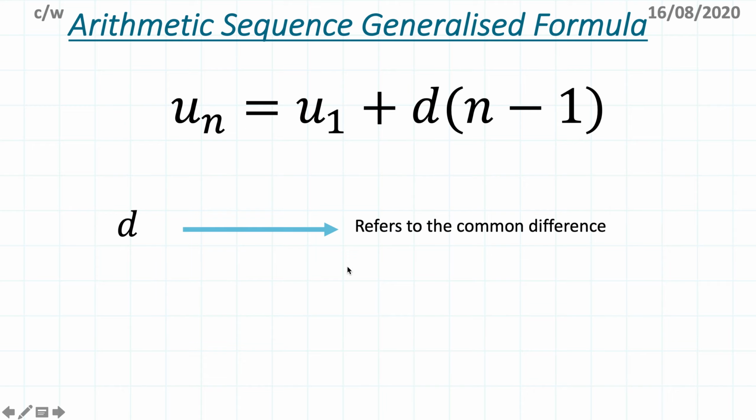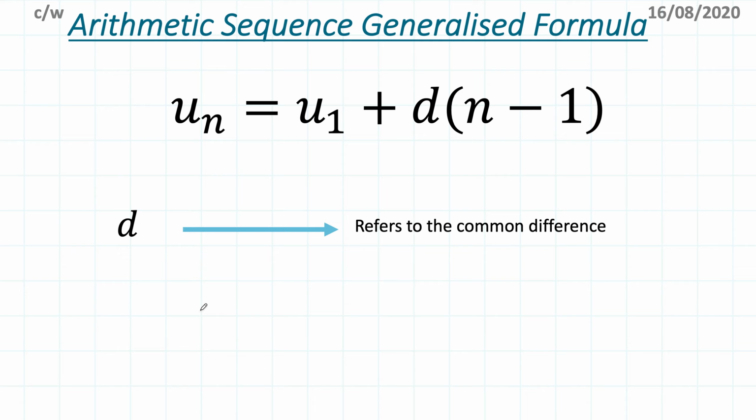So the first thing to note is that D refers to the common difference, and you can easily find it through taking any two consecutive numbers in the sequence. So if you have, for example, 2, 4, 6, 8, the easiest example, if I take any two consecutive numbers and find the difference between them, I could see that I'm always adding 2 every single time, so my common difference is a positive 2. If it was the other way around, 8, 6, 4, 2, and so on, I could tell that I'm decreasing by 2 every time, so my common difference is a negative 2.